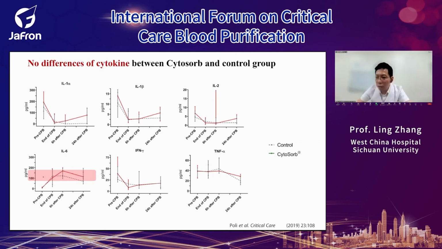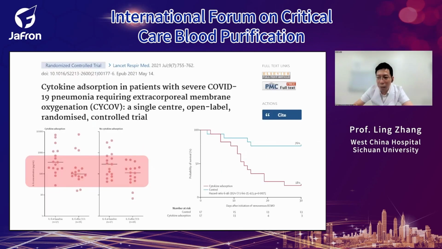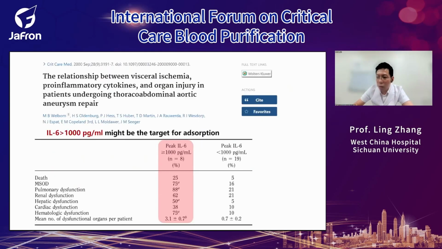And for COVID-19 patients, even with interleukin-6 levels ranging from 100 to 500, there are also negative findings. So from this, some studies found that absorption is not effective for patients with interleukin-6 from 100 to 500.